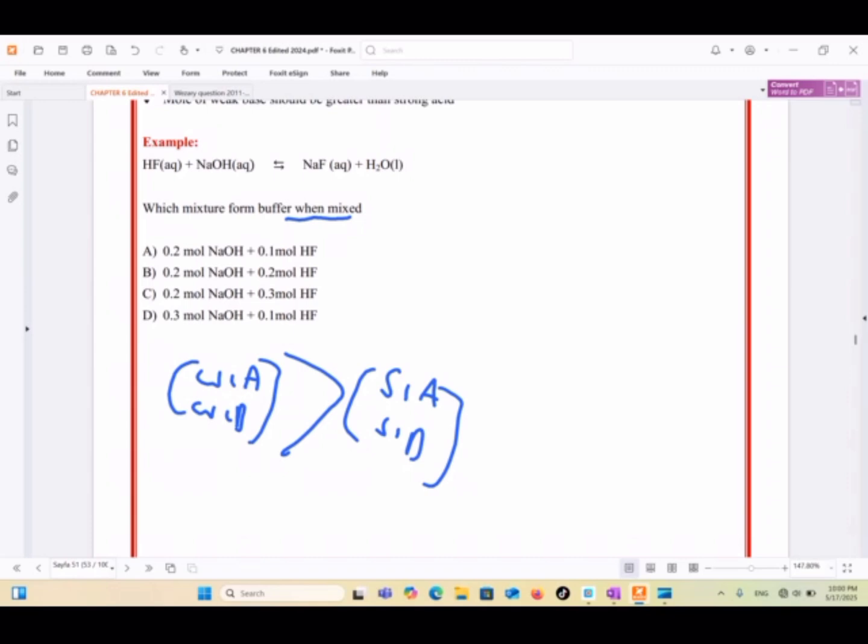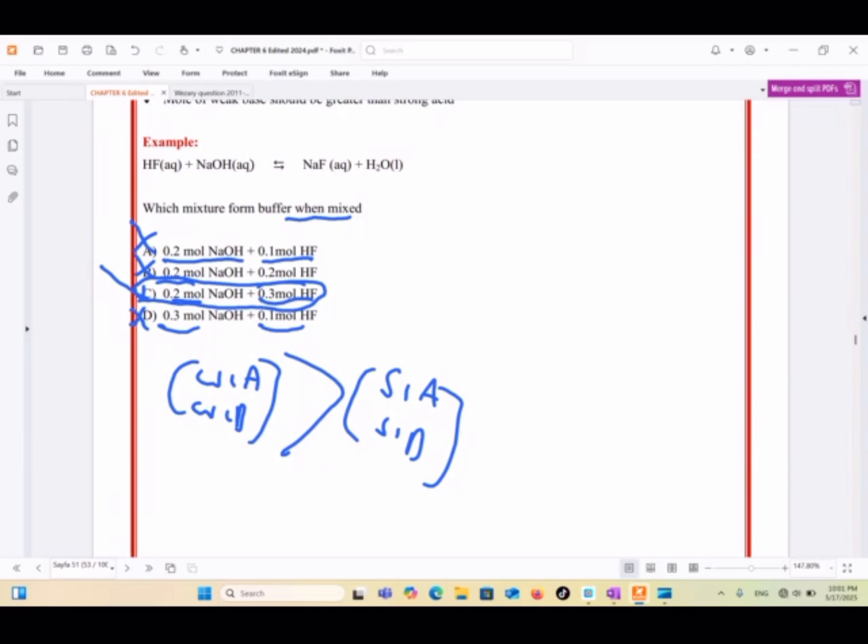Guys, 0.2 mole of NaOH with 0.1 mole of HF here does not form a buffer because the amount of the strong is higher than the weak. The amount of the strong and the weak are equal, it won't form a buffer. The amount of the weak is higher than the strong, so it forms a buffer. Here the amount of the weak is less than the strong, it does not form a buffer. So C is the correct answer because the amount of the weak is higher than the strong.